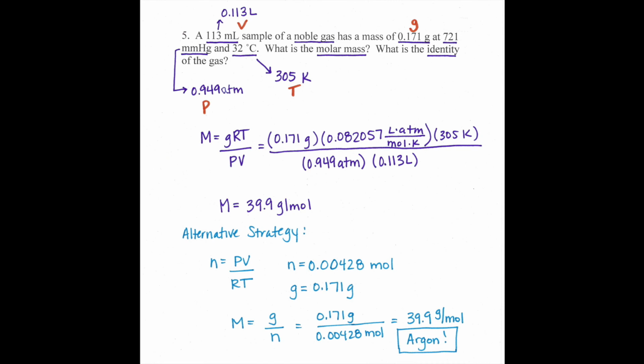As an alternative strategy, we could take the information given in the problem and we could use the pressure, volume, R, and T to solve for moles using the ideal gas law. If we solve for moles, we'll get 0.00428 moles, and we know that for any sample, if we take the mass divided by the moles, that will give us the molar mass. So in this case, if we take 0.171 grams divided by 0.00428 moles, we get 39.9 grams per mole, and we know the identity of our gas is argon.